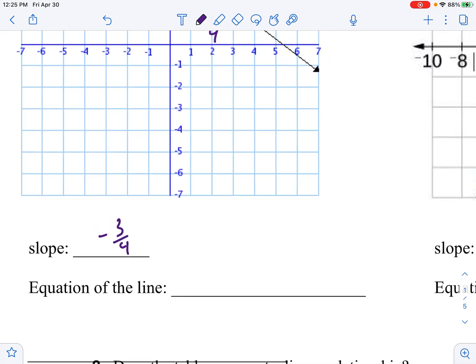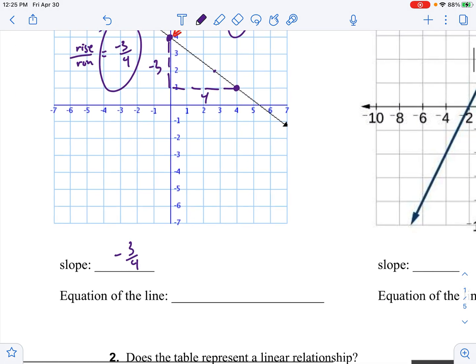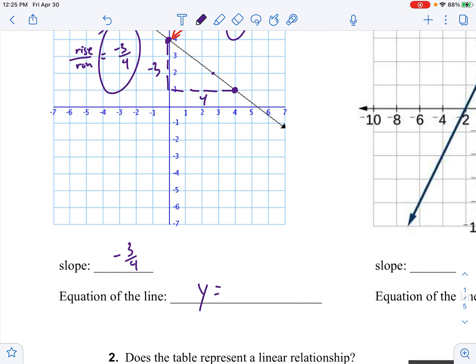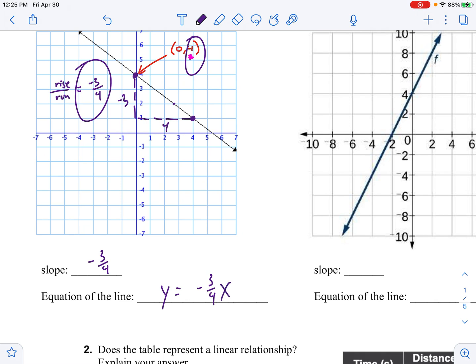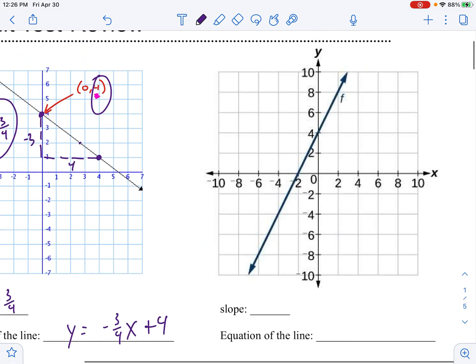Let's make an equation of this line. All right, so y equals, and I need my slope, which is -3/4, which is also my rate of change, which is also my coefficient, x, and then it's 4, but it's +4. It's above it. Yay. Next one.